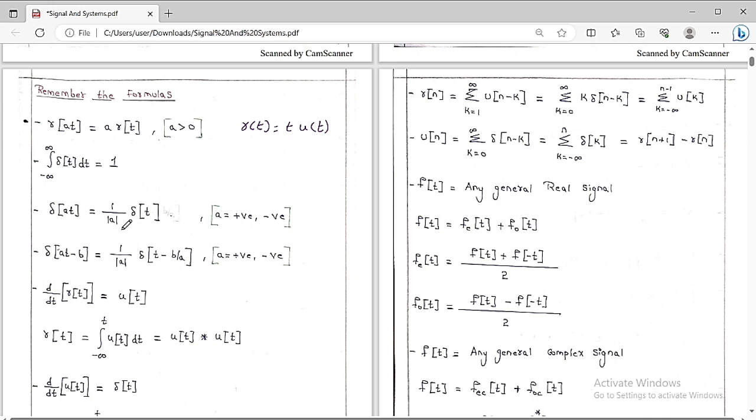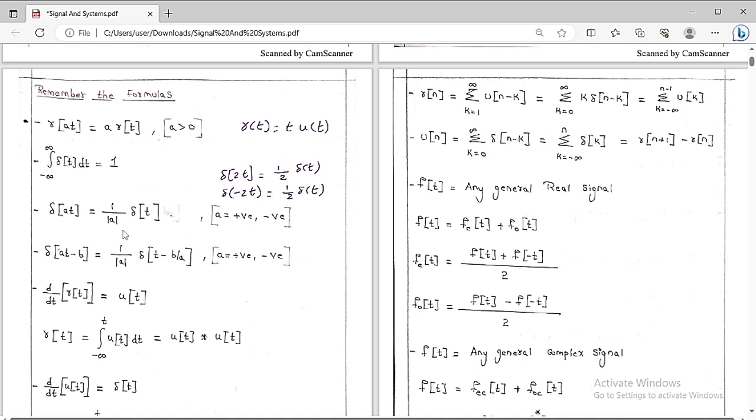So here I can write like this. What is delta of 2t? Delta of 2t is equal to 1 by mod 2, where A is 2, which is 1 by 2 times delta of t. Or suppose you want delta of minus 2t, then it is 1 by mod of minus 2. Mod of minus 2 is plus 2, so it is 1 by 2 times delta of t. This is what I am trying to tell you. Whether you take positive or negative, we get the same thing.